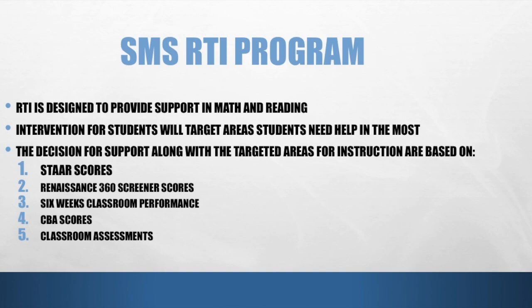This intervention is for students that need help in math and reading, and the information they will be looking at will be the areas they need help in the most in math and or reading. The decision for RTI support, along with the areas they will be getting extra instruction on, is based on the STAR scores from the previous year.